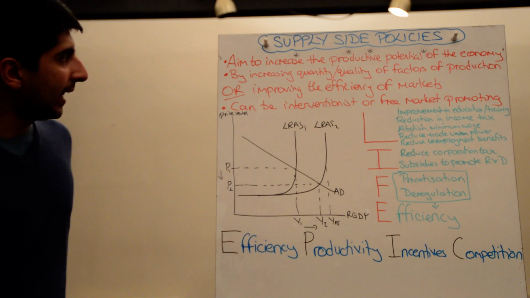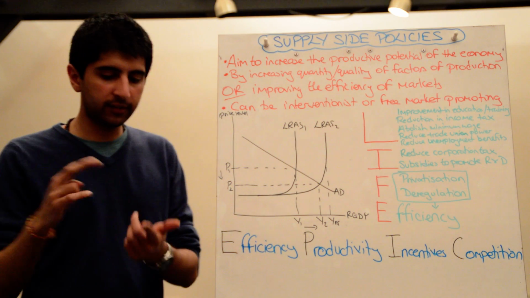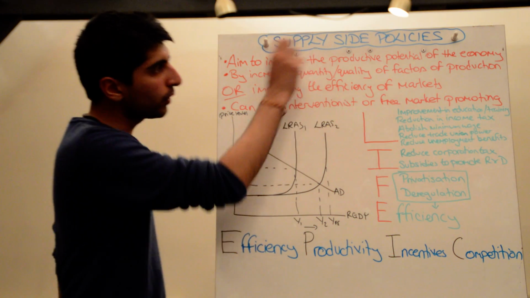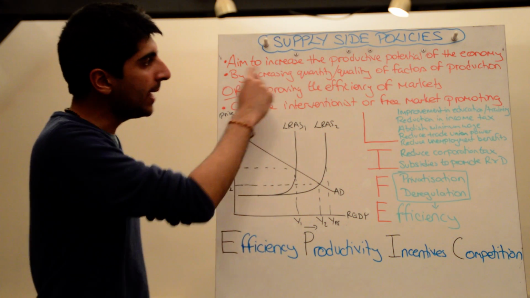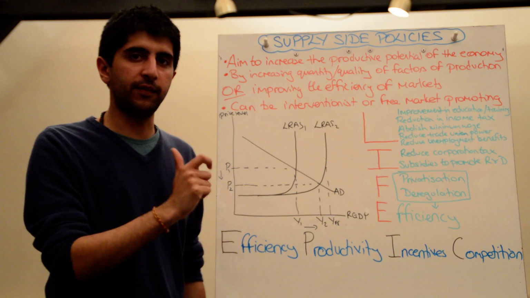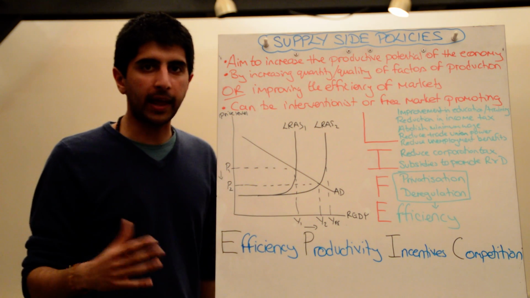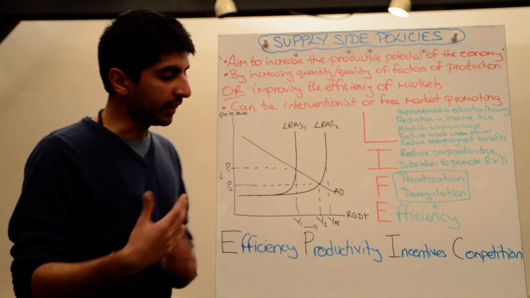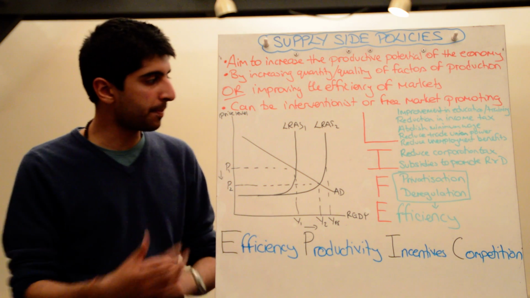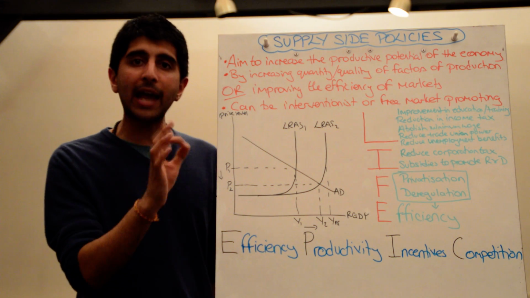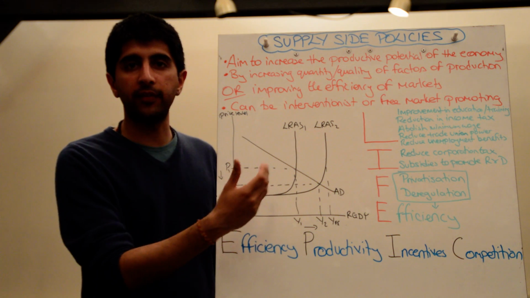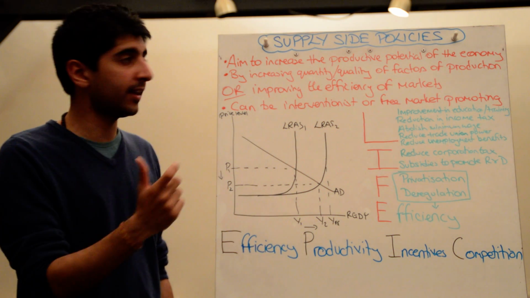Hi everyone, let's now move away from demand-side policies like monetary and fiscal policy. Let's focus on supply-side policies, which aim to increase the productive potential of the economy. Not to do with demand now, to do with aggregate supply. To increase the productive potential of the economy, basically to increase aggregate supply, long-run aggregate supply in the economy. Shift it right, that's the intention here.